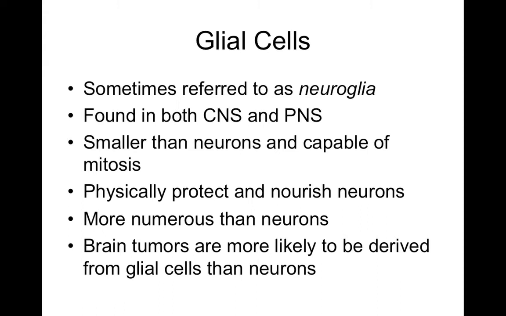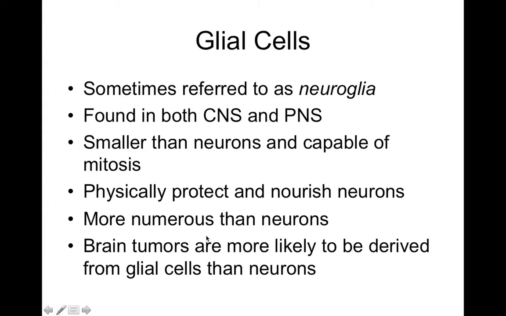So when you think of a brain tumor, most often those brain tumors are made of glial cells, not neurons, because neurons don't divide that commonly or frequently. Glial cells do divide. So when you think about brain cancer or brain tumors, it's most often a glial cell tumor of some sort.